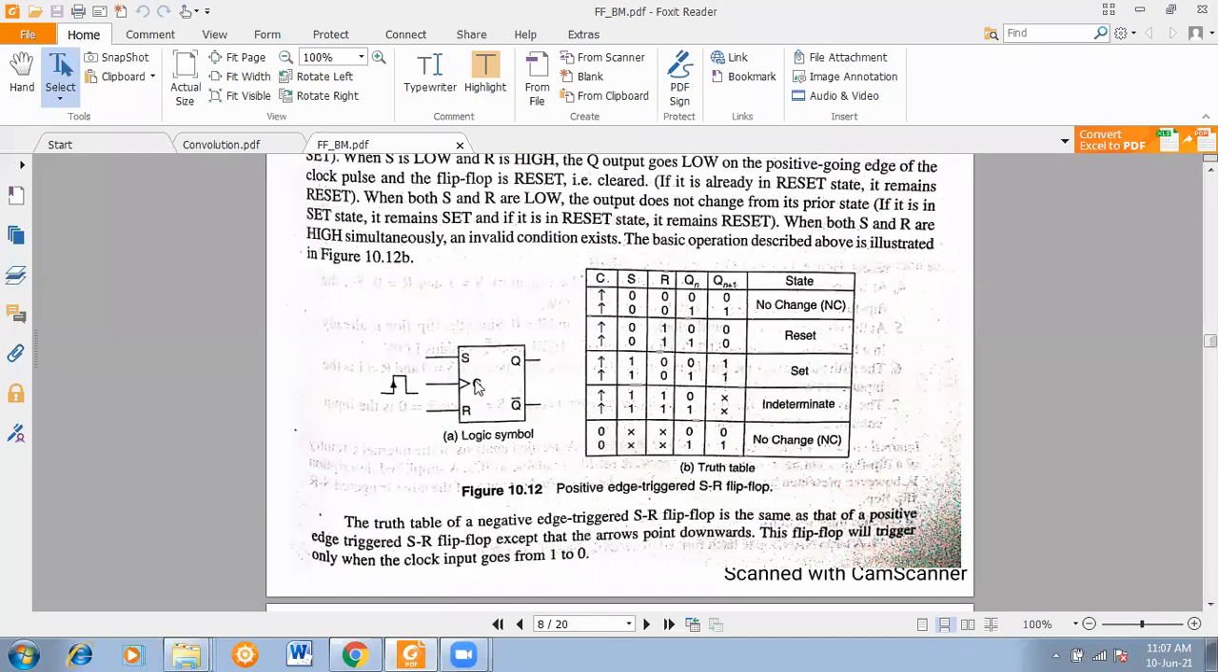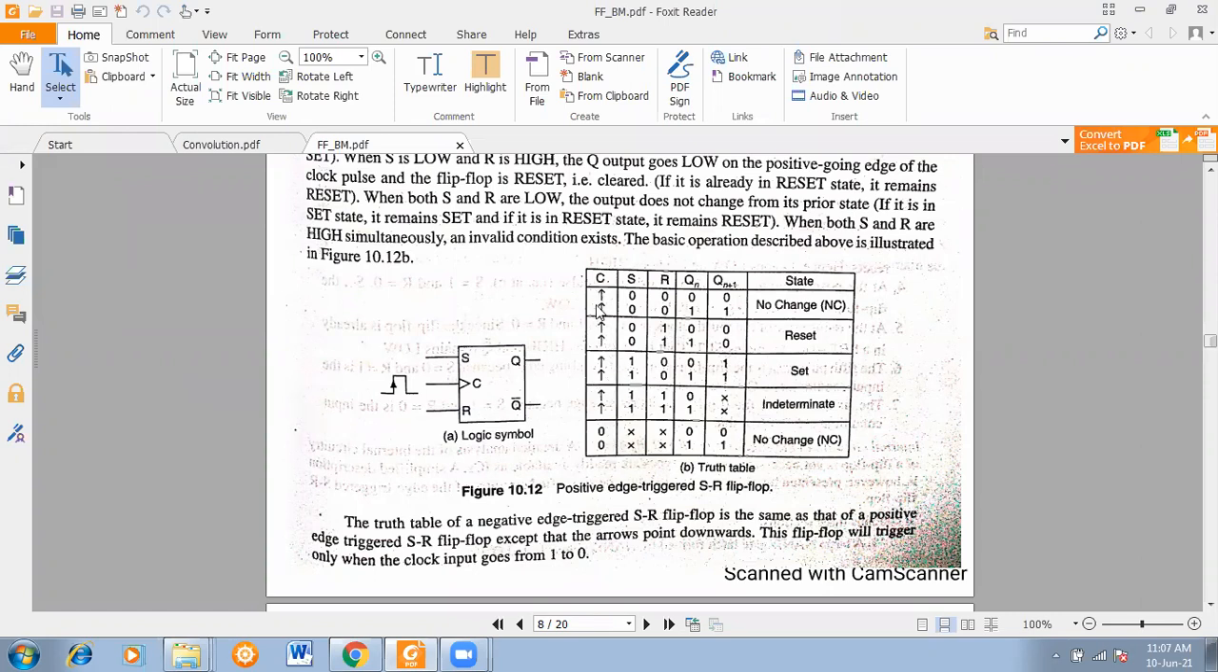Symbolically, see, this is positive edge trigger. The greater symbol is there, so the clock is there. Look here, the clock is there. So the arrow is the rising edge arrow. That is called the logic symbol of positive edge trigger. Every time, when we discuss later on, if you see the upper arrow, that means we can say it's a positive edge trigger.